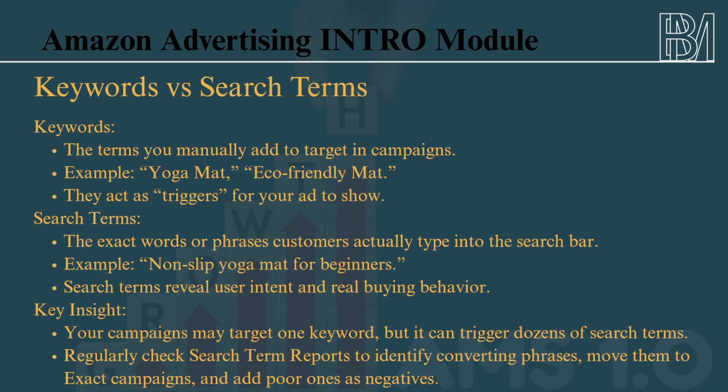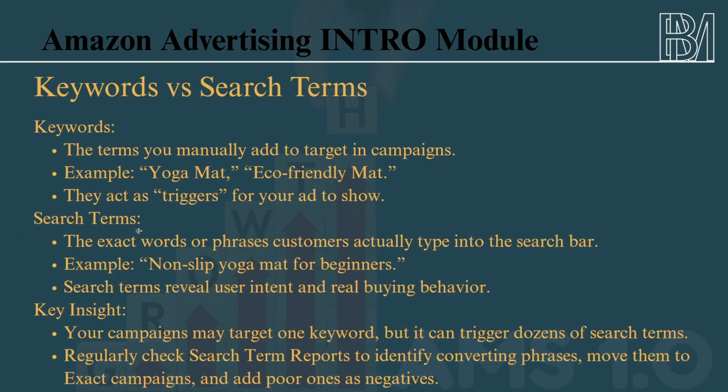A keyword refers to what you as a seller bid on in your ad campaigns. Keywords are the terms that you manually add in the campaigns or ad groups to target. For example, yoga mat is a keyword, and eco-friendly mat is a keyword that you have added in your campaign, and they act as a trigger for your ads to show. Okay, so this is what a keyword is.